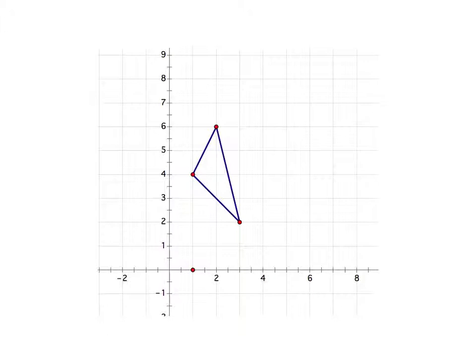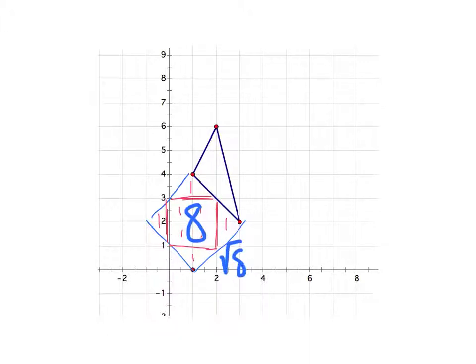Okay, so first let's make some squares. That and that and that. And that's going to be, oh, that's a pretty easy one, isn't it? 1, 2, 3, 4, 5, 6, 7, 8. Meaning that's going to be the square root of 8.